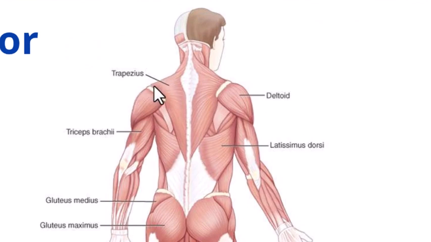So as you can see, we have the trapezius. It's shaped kind of in a triangular shape. We have the deltoid, also triangular shape, caps the shoulder. Then we have the latissimus dorsi, which kind of looks like a corset of sorts around the back. Here's our triceps brachii. Then we have our gluteus medius, which is the middle-sized muscle of the gluteals, as well as the gluteus maximus. There is also a gluteus minimus.